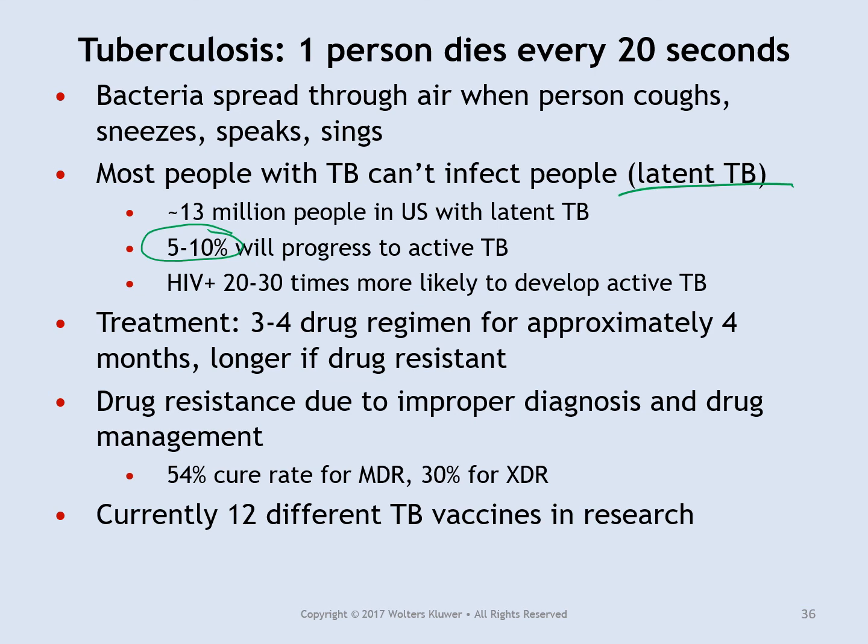Now, the challenge is figuring out who is that 5 to 10%. That can be difficult. We do know that if you are HIV positive, you are 20 to 30 times more likely to develop active tuberculosis than someone who isn't. And you'll see in a lot of big hospitals that do a lot of tuberculosis treatment and HIV treatment, usually the HIV and the tuberculosis wing will be the same wing of the building because they're assuming that if you have one, you're going to get the other. The treatment for tuberculosis is a 3 to 4 drug regimen that you take for about 4 months.